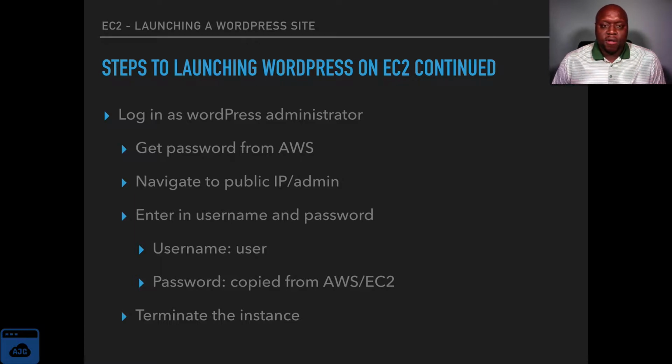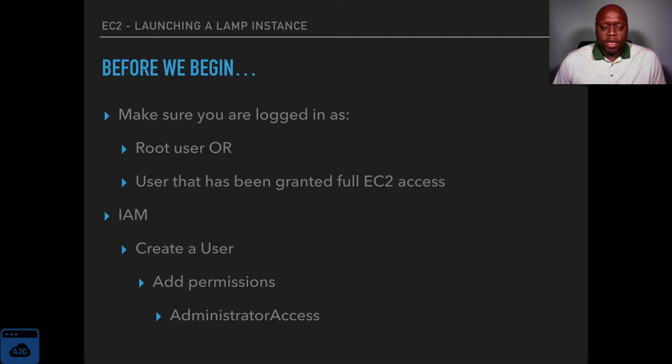And once we have done all those steps, we make a few changes in the WordPress site, we will terminate the instance. But before we begin, we need to make sure that we're either logged in as the root user or a user that has full EC2 access. To verify that you have a user or a role that has full access, follow the steps of going to IAM, that's Identity and Access Management. Either create a user or view the policies for a created user, and then make sure you have administrative access.